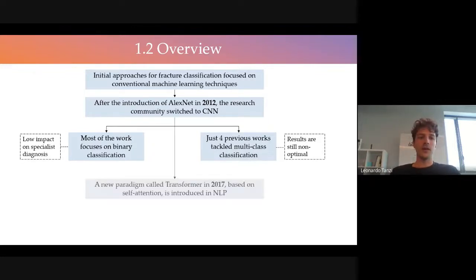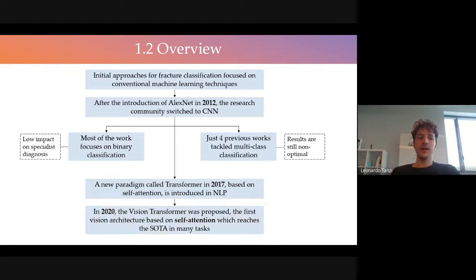Continuing in this timeline, in 2017, a new paradigm called transformer was introduced, formerly for NLP, natural language processing. And then in 2020, the vision transformer was proposed, which is the first vision architecture based on self-attention, which reaches the state of the art in many tasks. So can we apply self-attention to this problem, to femur fracture classification?